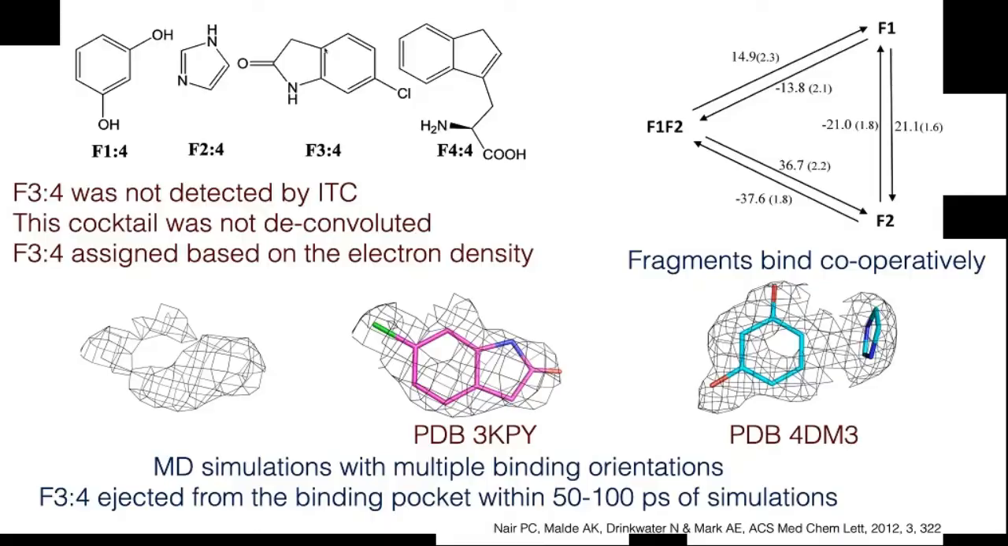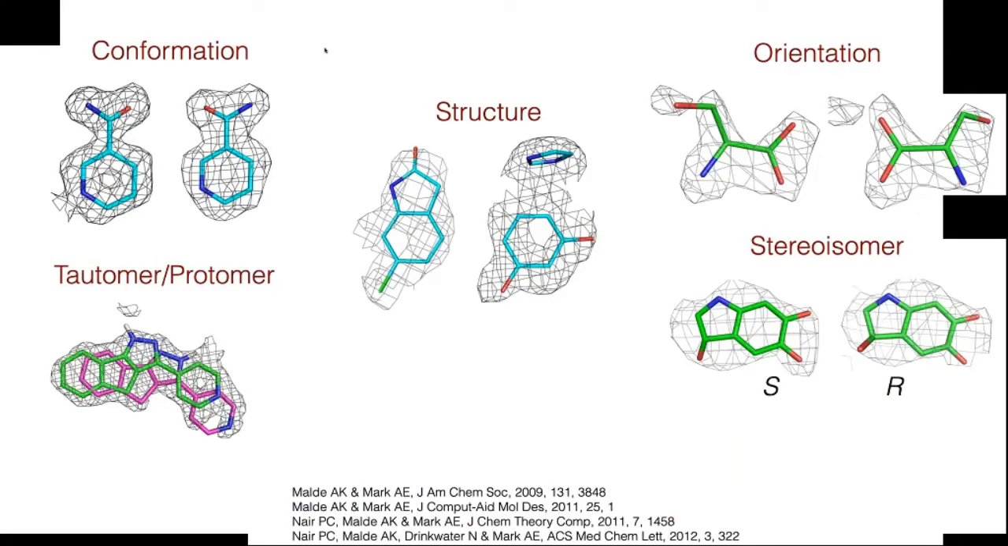So here I just summarize some of the studies we have done over time and showcase what kind of systems we can't make a distinction on based on the electron density, and we need to use molecular dynamics and free energy. It could be the conformation of the molecule, it could be the tautomeric or protomeric state of the molecule, it could be the structure or the relative orientation or the stereochemistry of the compound. So now I'll pick up what we call the tautomeric or protomeric state of the molecule as an example.